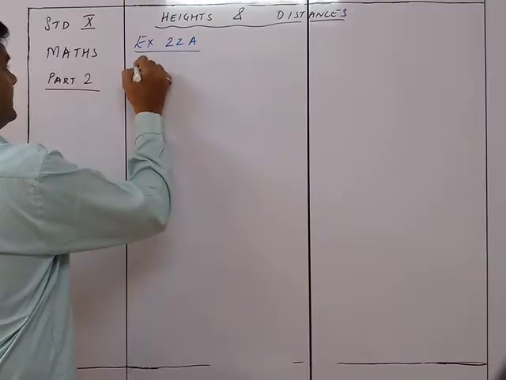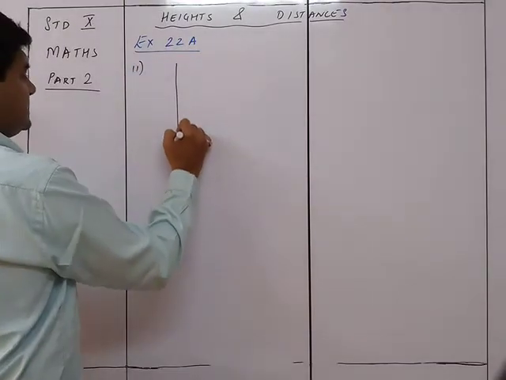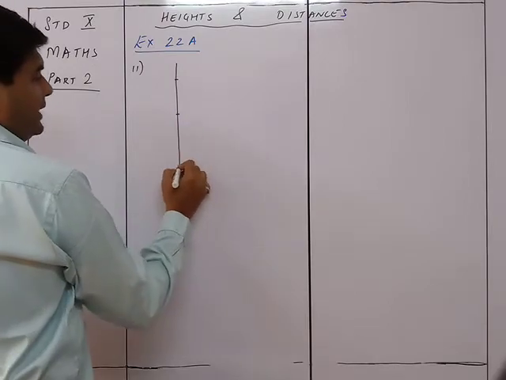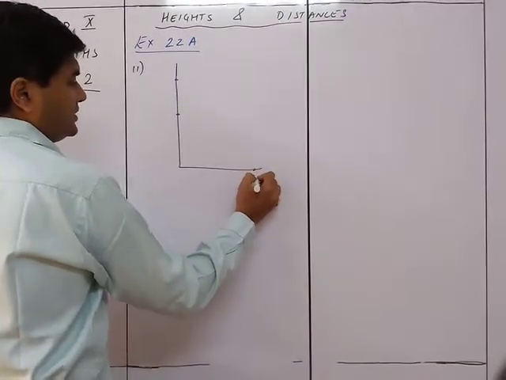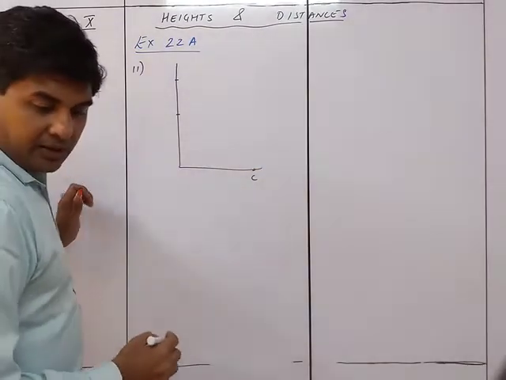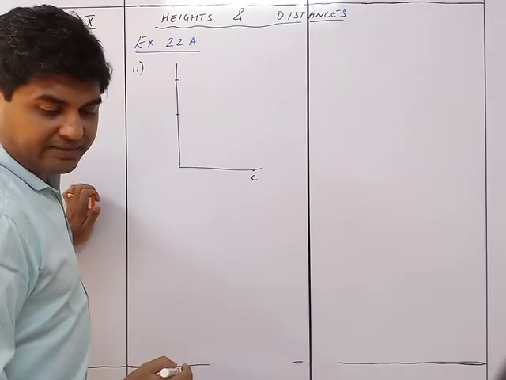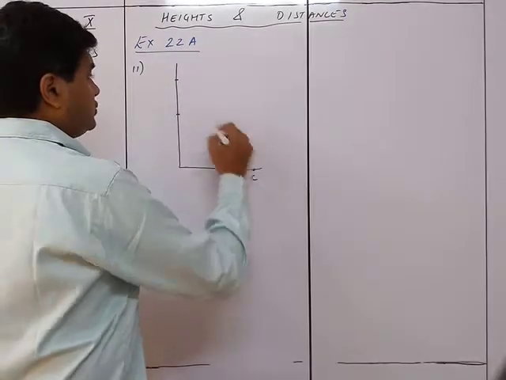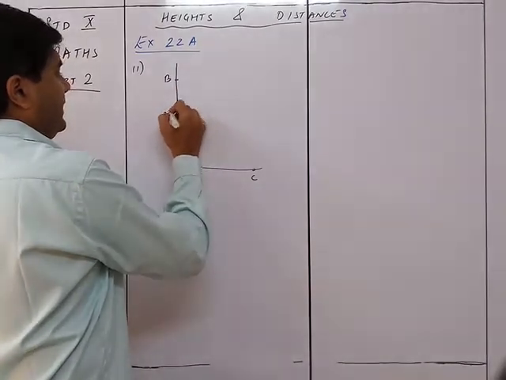So it is this way. Sum number 11 is like this. This is a cliff, and there are two people over here and one person who is over here, this point C. A is at an angle of 48 degrees and B is 57. So this is B and this is A.